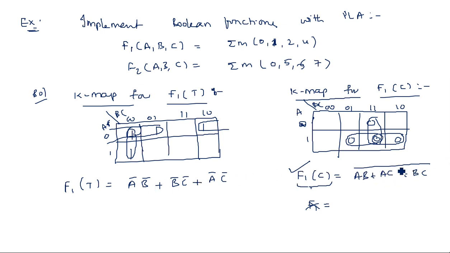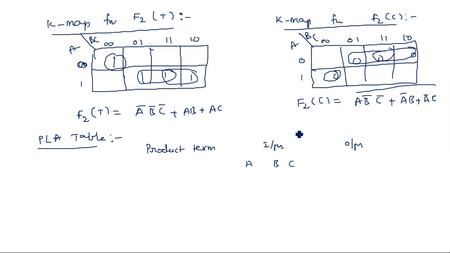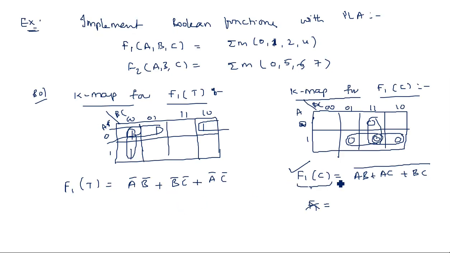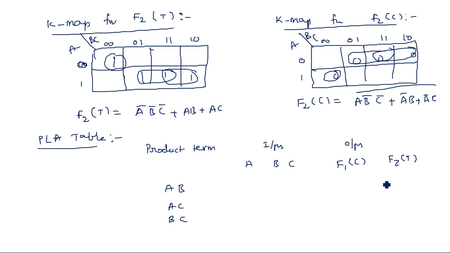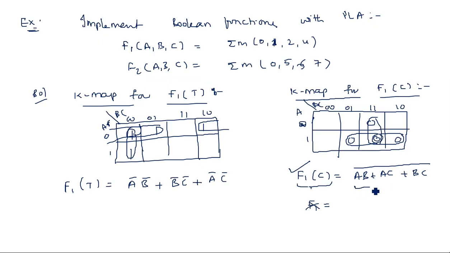So all these terms are covered here. And coming to F2 true form, all the product terms are also covered. F1 complement form, F2 true form. The product terms are AB, AC, BC. See, AB, AC, which are covered already in this particular F1 complement form. See clearly, AB, AC already covered in this particular F1 complement form.